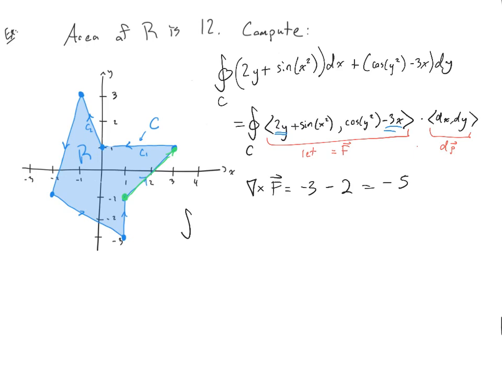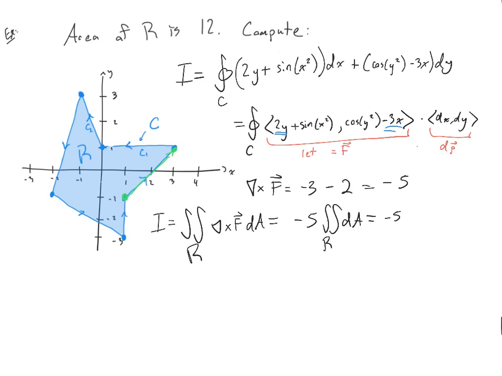And by Green's theorem, the original integral that we wanted is equal to the double integral over R of the scalar curl dA, which is minus 5 times the double integral of R dA, which is just the area of R. So minus 5 times the area of R, which is 12. So negative 60 is my flow.